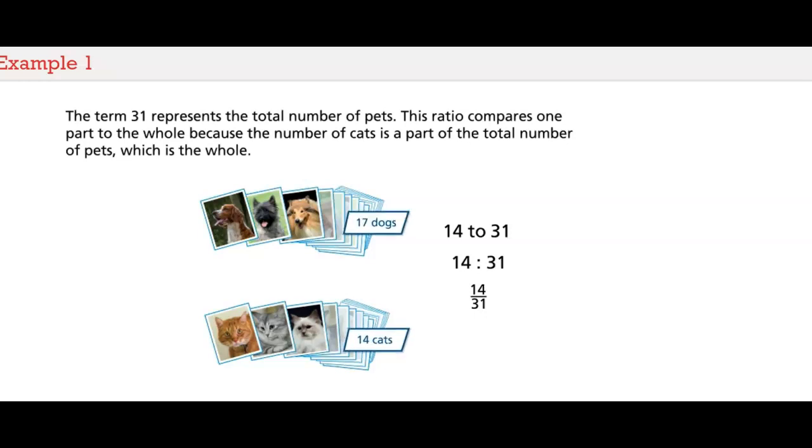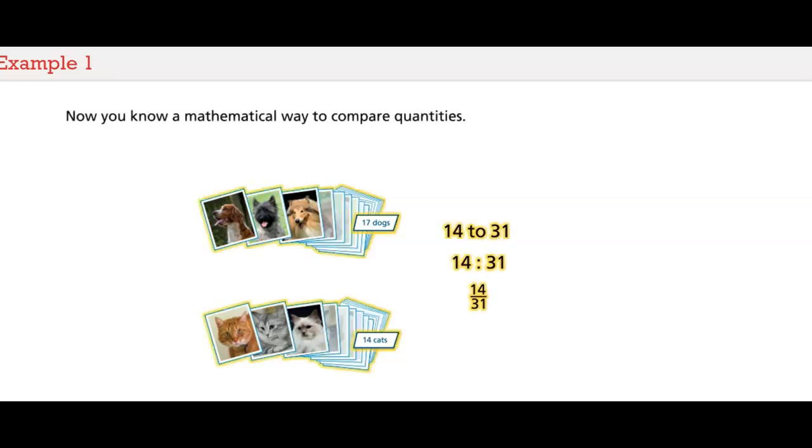The term 31 represents the total number of pets. This ratio compares one part to the whole because the number of cats is a part of the total number of pets, which is the whole. Now you know a mathematical way to compare quantities.